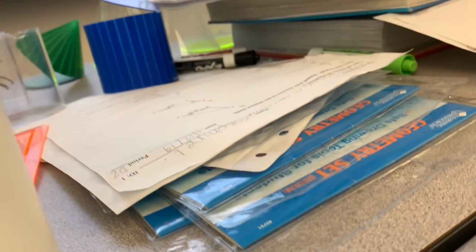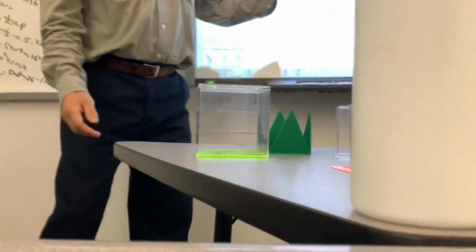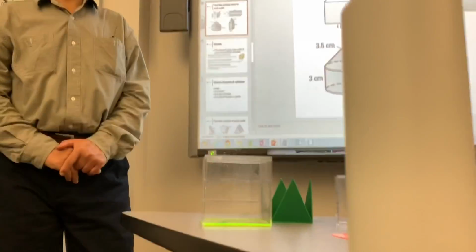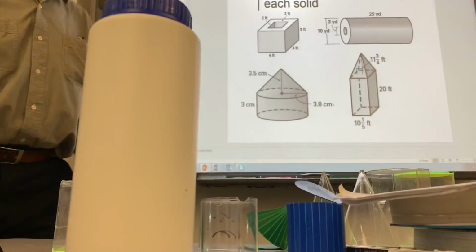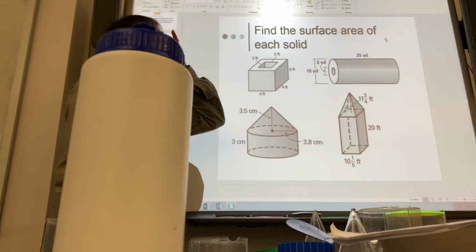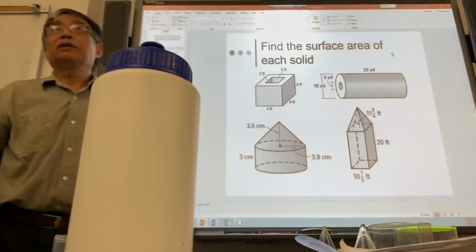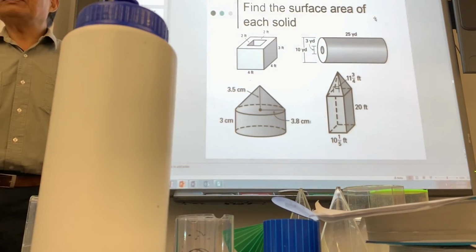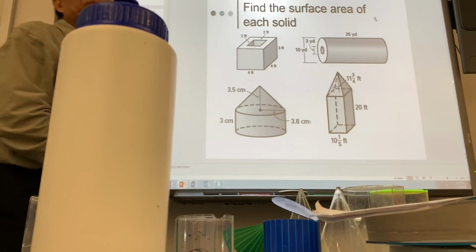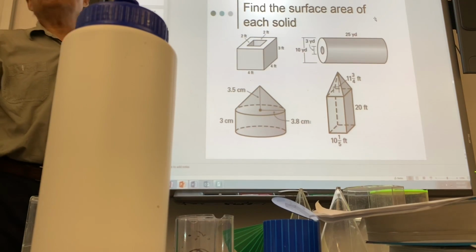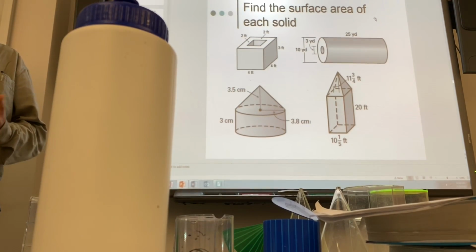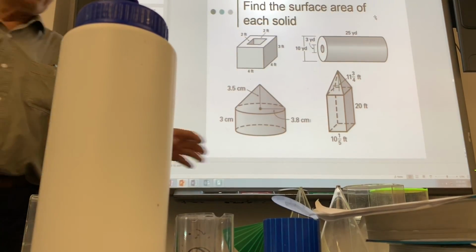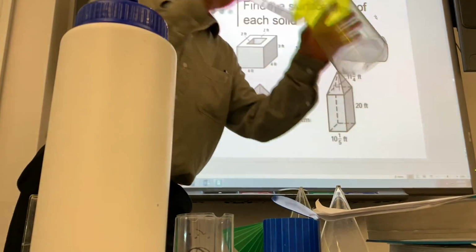Before today's new material, I have a brief review of 12.1 through 12.3. Find the surface area of each solid. First, we need to remember the formulas. Cone and pyramid are one group. Prism and cylinder are another.